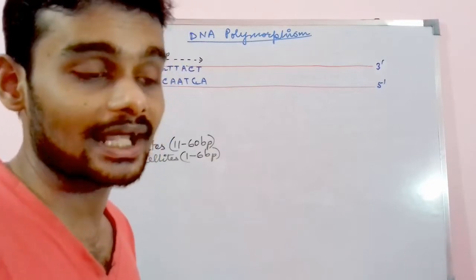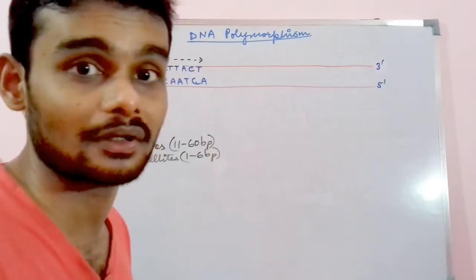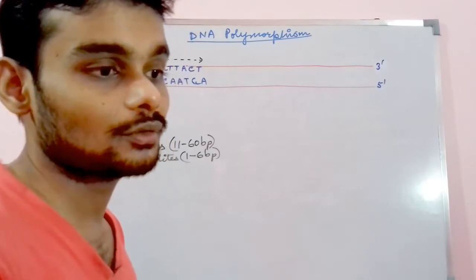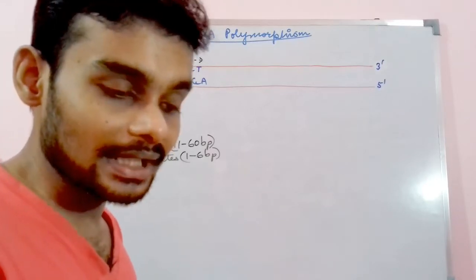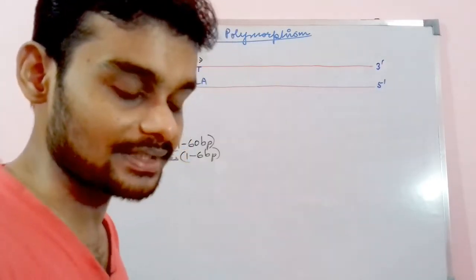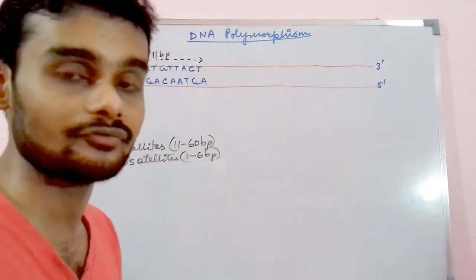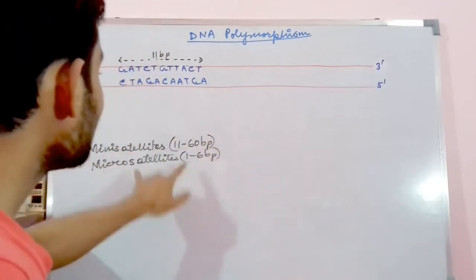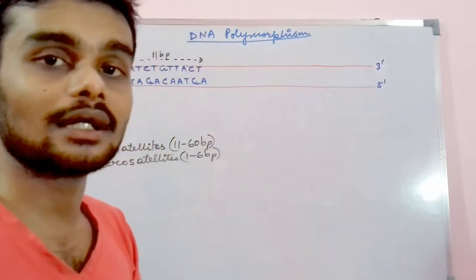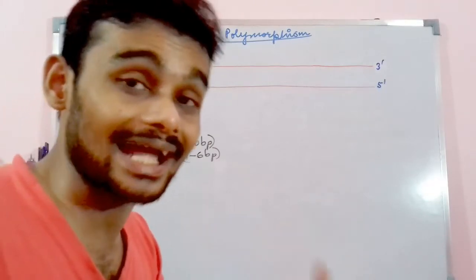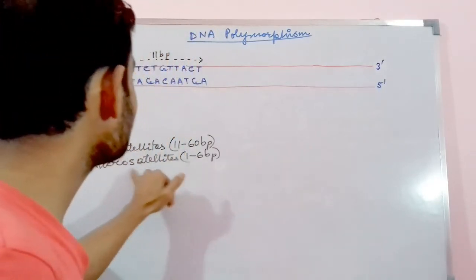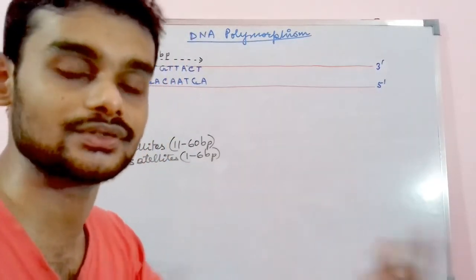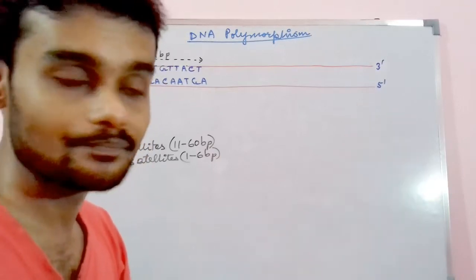So in the 2.2 meter, there are so many base pairs, like 6.6 into 10 to the power 9, or almost 10 to the power 10 base pairs present there. Just think, billions, trillions of base pairs are there. In this, only 11 to 60 is not even a countable percentage, and the microsatellite 1 to 6 is almost 0.00 or 0.01% of the entire thing, if we consider the ratio.